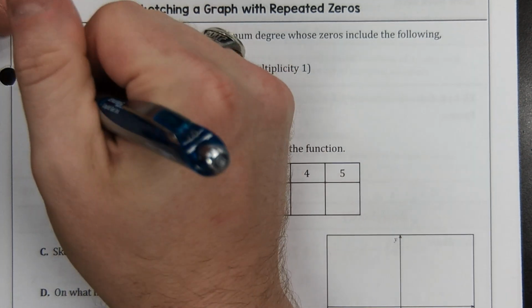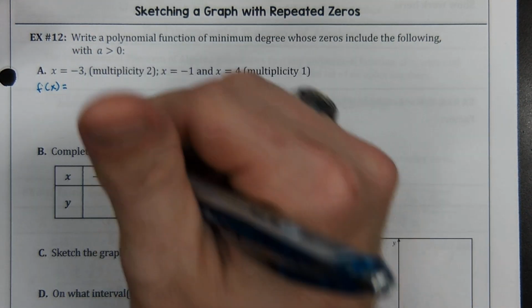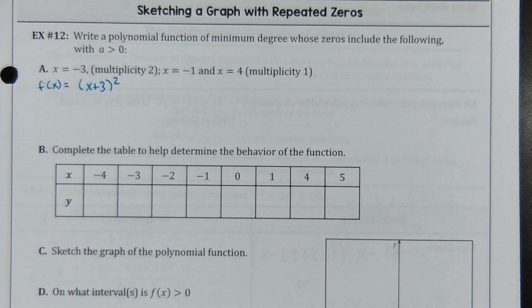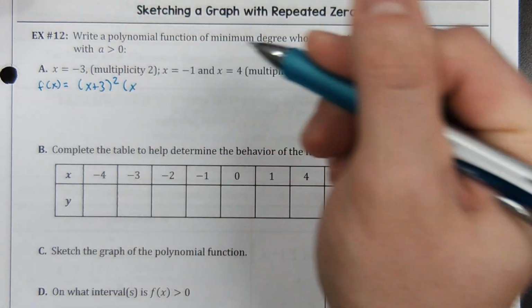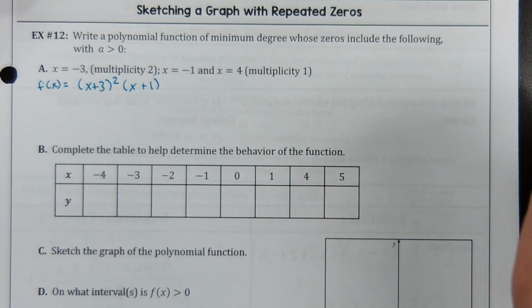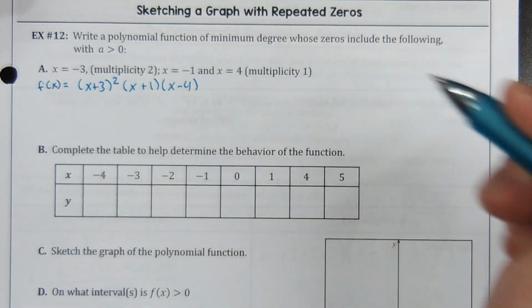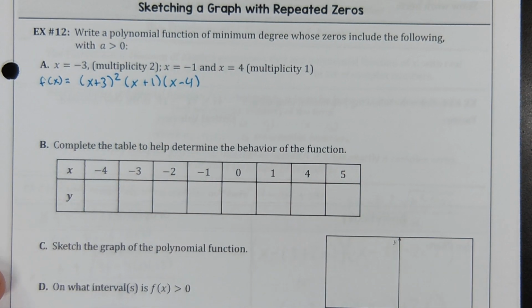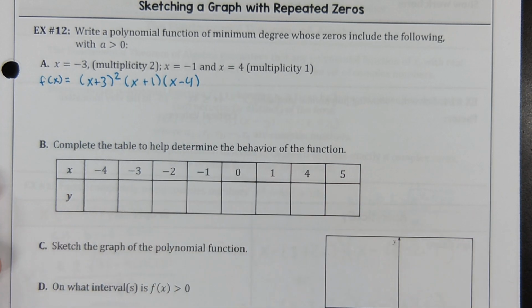So f of x equals, if -3 is a solution, then x plus 3 is the factor. Multiplicity 2 means there's an exponent of 2 there. If x equals -1 is a solution, then x plus 1 is a factor, multiplicity 1, so degree 1. And if x equals 4 is a solution, then x minus 4 is a factor, degree 1, because multiplicity of 1. The front number on mine is a 1. I don't need to write it, which is a positive number. This is a polynomial of minimum degree with those properties.